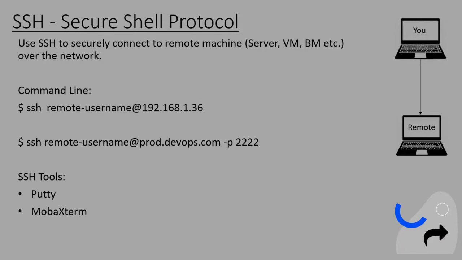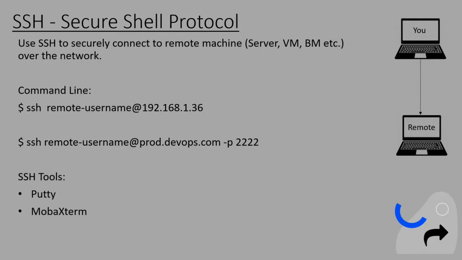Okay, for command line, we enter the SSH command as well as the remote username and the IP address of the remote machine. You can also specify the host name of the remote machine instead of the IP address. If the remote machine is not using the default port for SSH, which is 22, we can also provide the customized port that the remote machine is using with the flag -p.